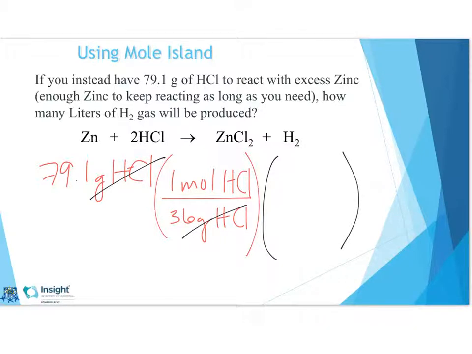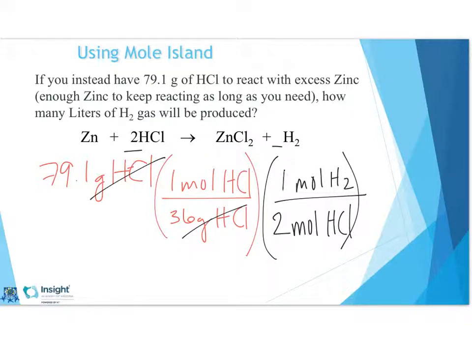Now I'm on to the molar ratio step. So I want moles of HCl on the bottom, because that's what's going to cancel out my moles of HCl from the step before. But there's a 2 in front of that, so I'm going to put 2 here. And then moles of hydrogen, because that's what the question's about. And there's no number in front of it, so I'm going to put a 1 there. And now I have canceled out moles of HCl.